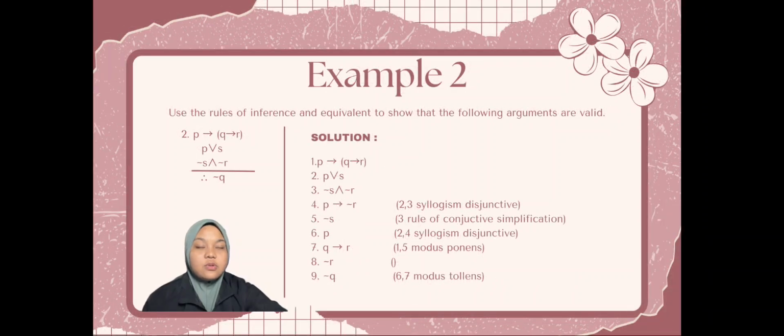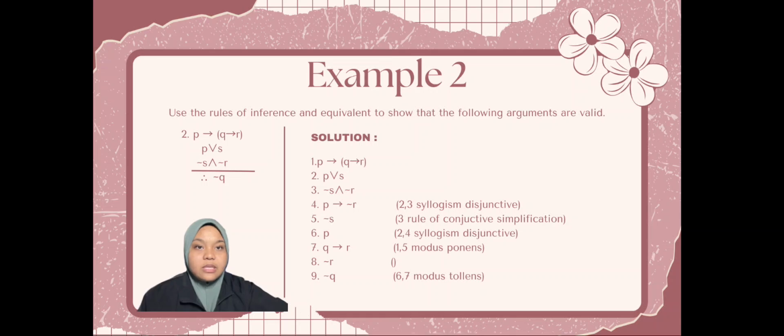Next, same goes to question 2. We classified each equation as premise 1, premise 2, and premise 3. So after we classified the premises 1, 2, and 3, the next step is from premise 2 and 3, we applied disjunctive syllogism to get P then not R. And next, from the premise 3, we use rule of conjunctive simplification, so we can eliminate not R and we can get not S.